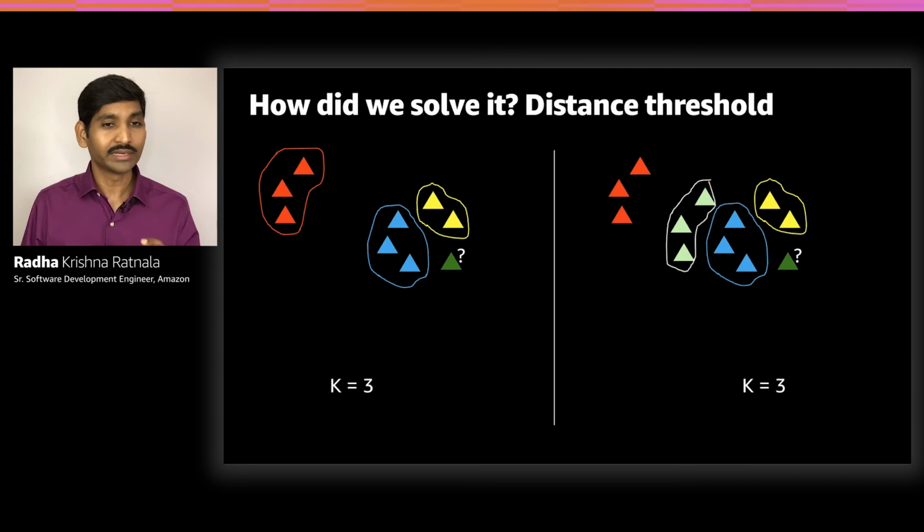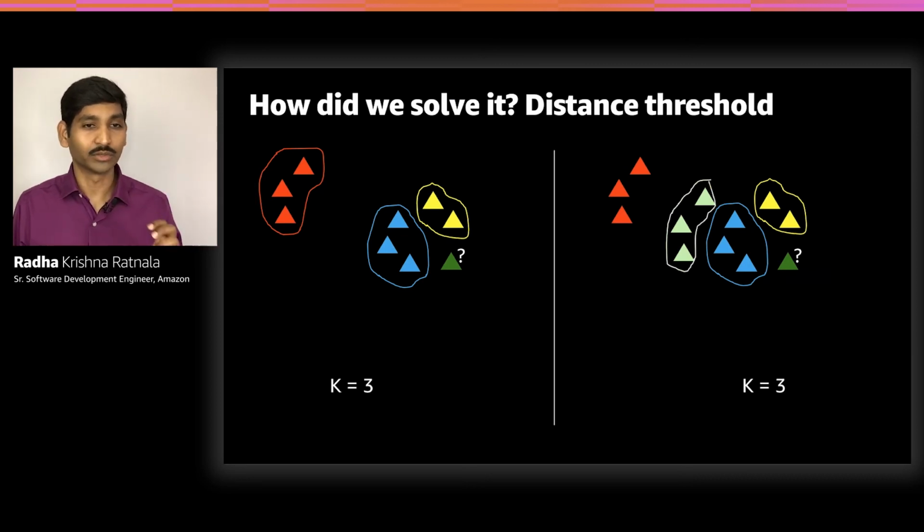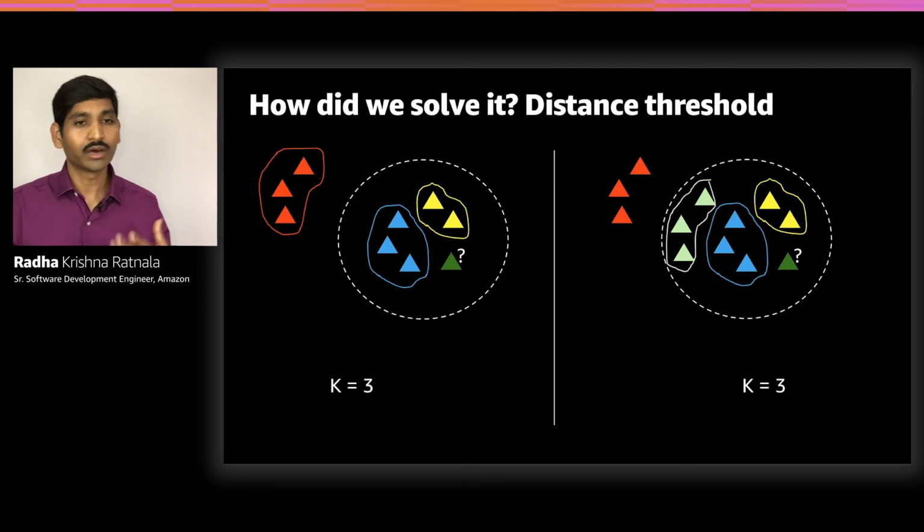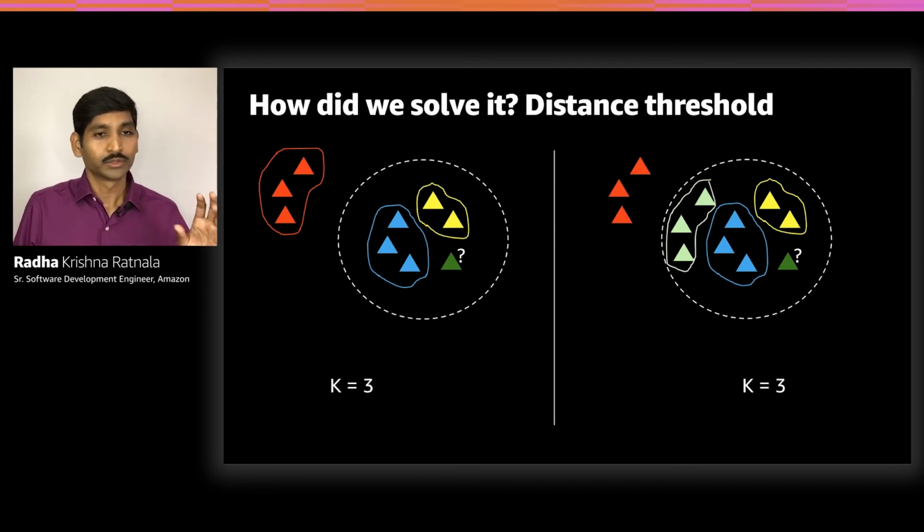The way we solved it is using a distance threshold. Basically, what it means is find me the nearest neighbors only if they are within this distance threshold. There are different kinds of distance thresholds. It could be fixed or it could be adaptive. So that is how we solved some of the high precision problems.